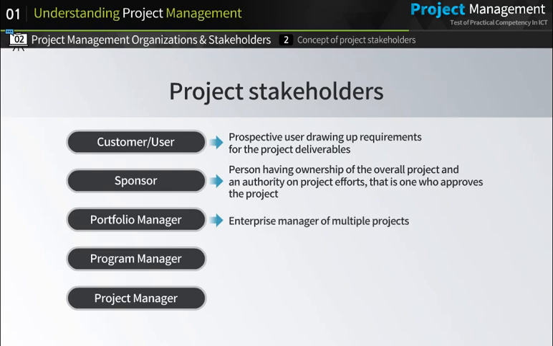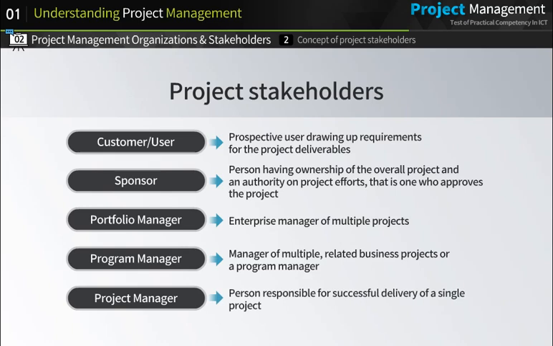Third, a portfolio manager refers to an enterprise manager of multiple projects. Fourth, a program manager refers to a manager of multiple related business projects. Lastly, a project manager refers to a person responsible for successful delivery of a single project.